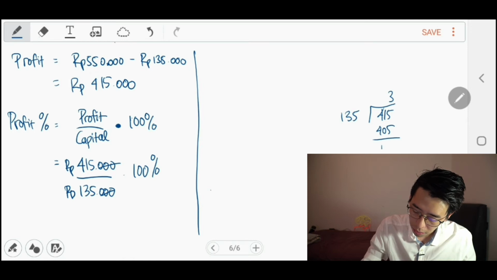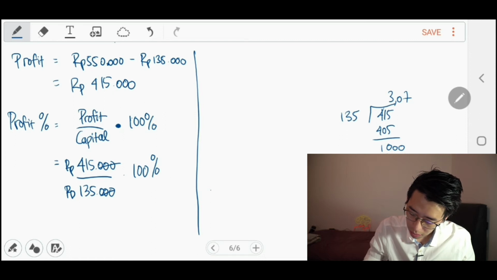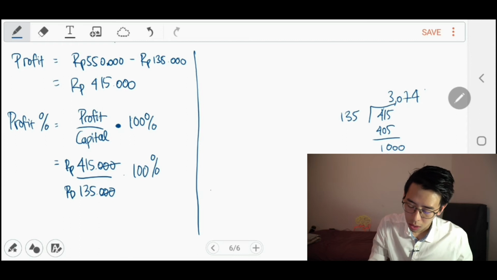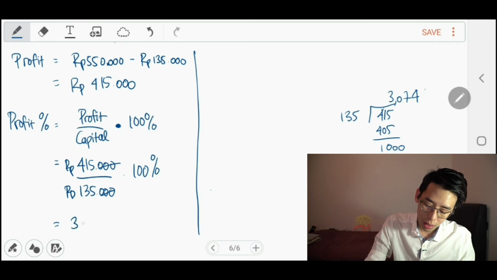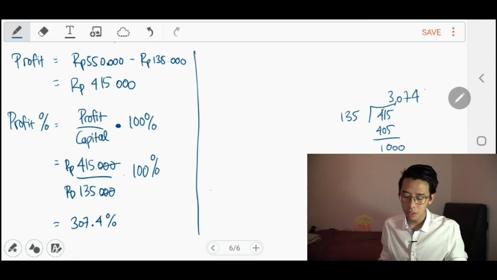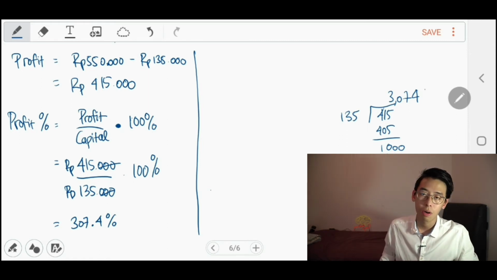So 405 and then 10, so 100, so put 0 here. 1000, that means 8, not 8, 7, 945, so 945 means 650 means 5, no, okay, so 3.074, and then you have to multiply it by 100, so then you get 307.4%. This is an approximate number, not an exact number, because we have a decimal over here.